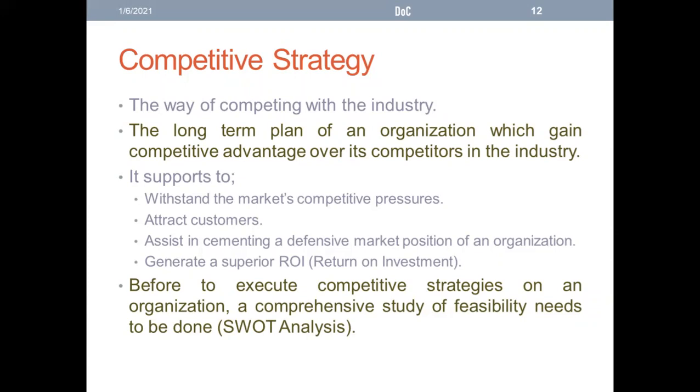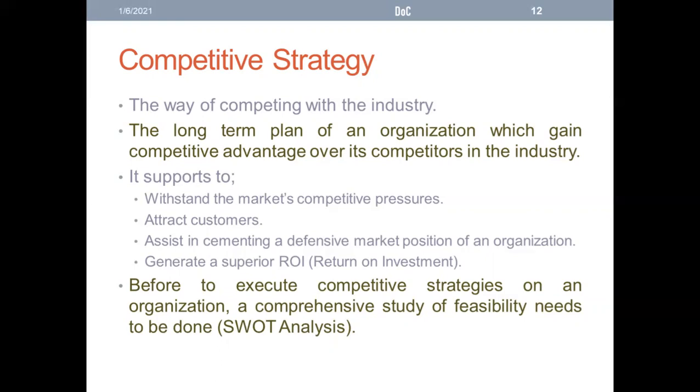When we are discussing competitive strategy, as I explained before, it is a plan, right? The organizations have plans. Actually, they are long-term plans. It describes how to gain the advantage over the other competitors in the industry. Usually it is supposed to withstand the market's competitive pressure, attract more customers than currently, and generate a superior return on investment. That means a superior benefit or profit for the organization, right?